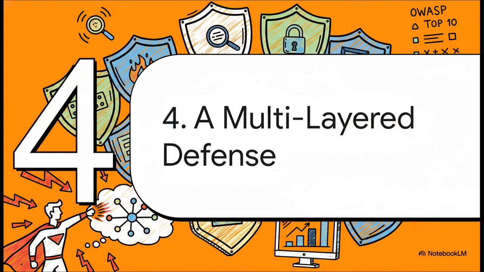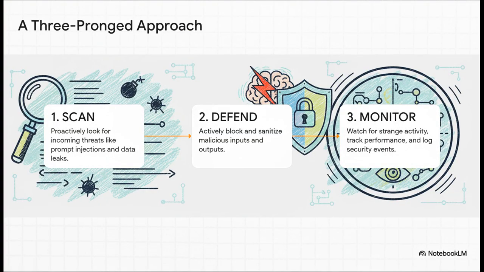So how does it actually work? Well, it's not just one simple trick. LLM Guardian uses a multi-layered strategy to give you really robust, comprehensive protection. The best way to think about it is like a dedicated security team. So first up, you've got your scanners. They're the ones patrolling the perimeter, looking for anything that seems off. Then you've got the defenders, who are standing right at the gate, actively blocking threats from getting in or out. And finally, you have the monitors, who are up in the control room watching everything for any unusual activity.